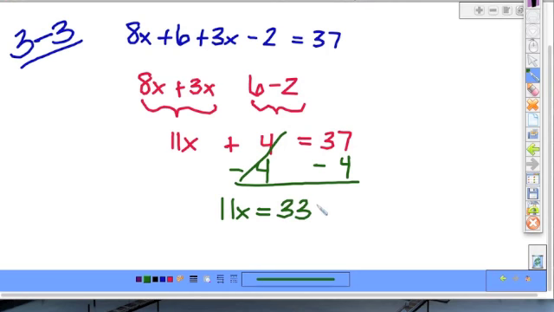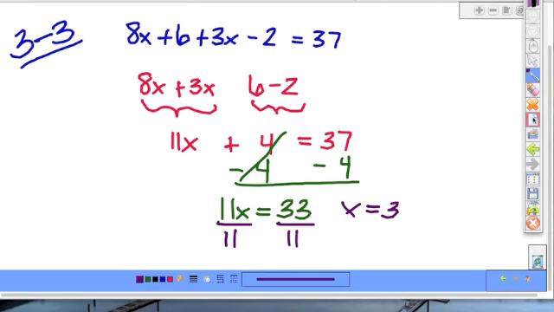Now this should look like some math that we've done earlier in the year. So you would know now to get this x by itself, I need to get rid of the 11. They're being multiplied, so I'm going to do the opposite and divide. Because what you do to one side, you do to the other. And I wind up with x equals 3. So that's how you go about solving equations with like terms.